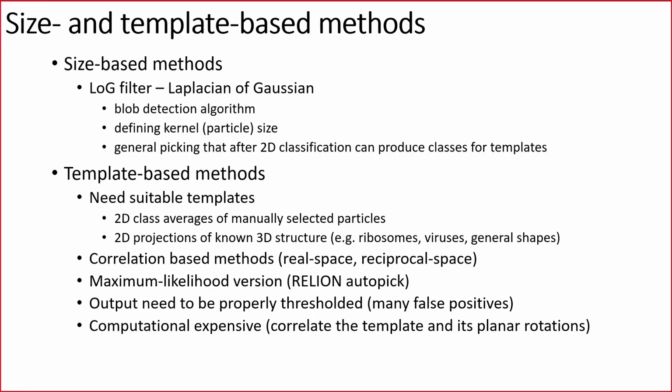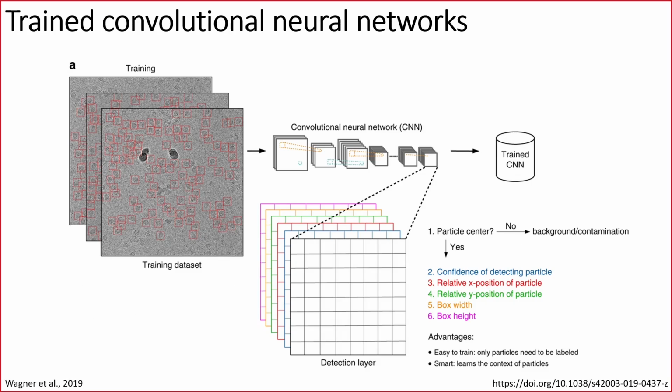The problem here is usually that the output needs to be properly thresholded, because this method gives a lot of false positive outputs. Usually on the edges there are false edges of the carbon, there are false positives. It's quite computationally intensive because you need to run a correlation in all the possible orientations of all the templates that you are using for the matching.